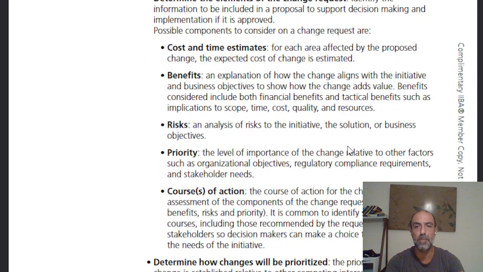Cost and time estimates for each area affected by the proposed change. The expected cost of change is estimated. Benefits and explanation of how the change aligns with the initiative. We have to describe why this change makes sense, right? So the cost and estimates of this change are basically logistics about it. The benefits are basically what we are actually getting out of it and why it's a good change.